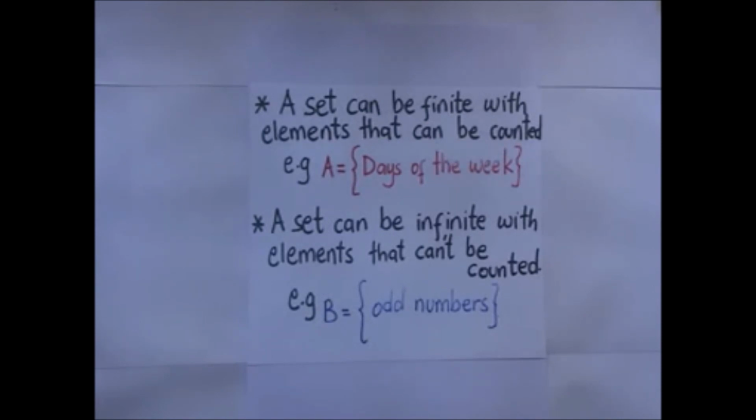Then a set can be infinite, with elements that can't be counted. For example, if you're looking at elements like odd numbers, you can't count all odd numbers and know all of them, even numbers and so forth.